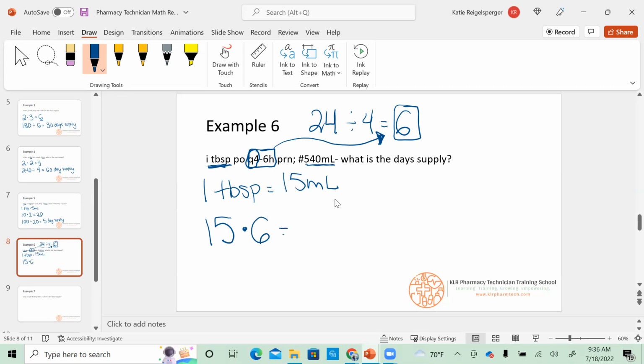15 times 6 equals what? Again, do not be afraid to use your calculator. 15 times 6 equals 90. What is the total amount being dispensed to the patient?